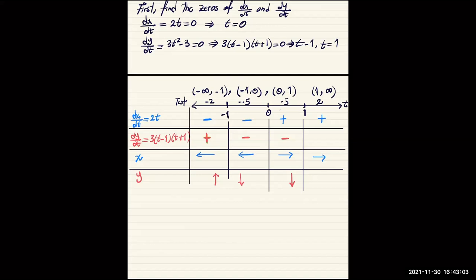And then 2, plug 2, you have 2 minus 1, that's a positive. 2 plus 1 is a positive. Double positive is positive, meaning that the motion is upward.